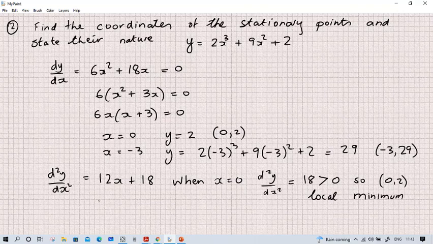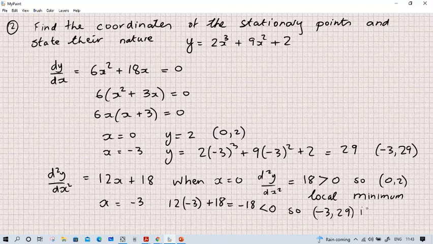So when we test the second derivative when x equals negative 3, we sub that into the second derivative, so we've got 12 times negative 3 plus 18, and that gives us negative 18. Negative 18 is less than 0, so the point (minus 3, 29) is a local maximum.